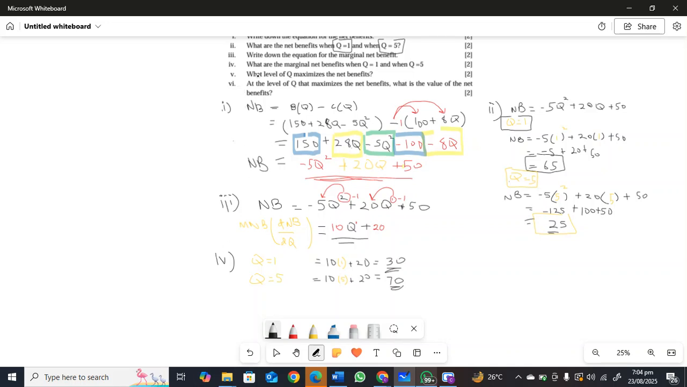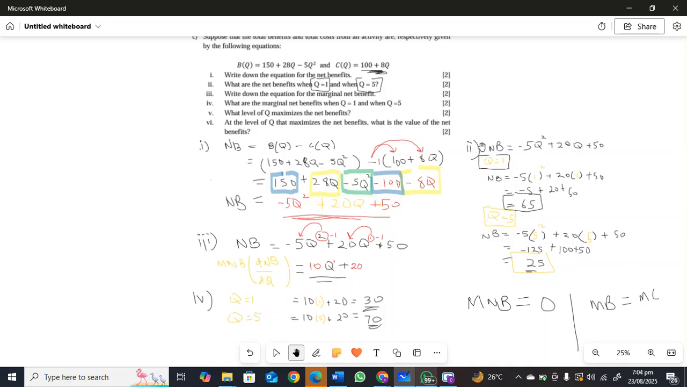Okay, part 5. What level of Q maximizes the net benefits? Remember, if you want to maximize net benefits, that's the point where your marginal net benefit should equal 0. Or, as you remember from yesterday, it can also be the point where your marginal benefit equals your marginal cost. That's the point at which you maximize the net benefits.